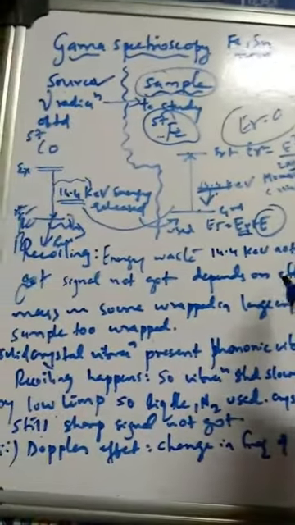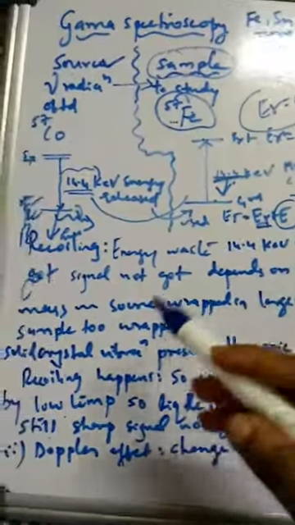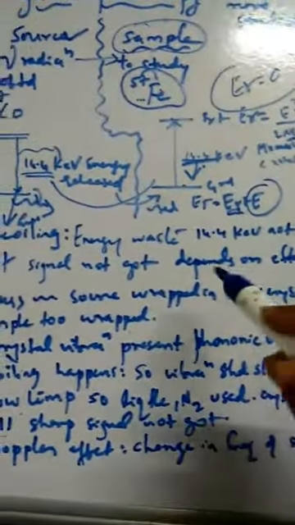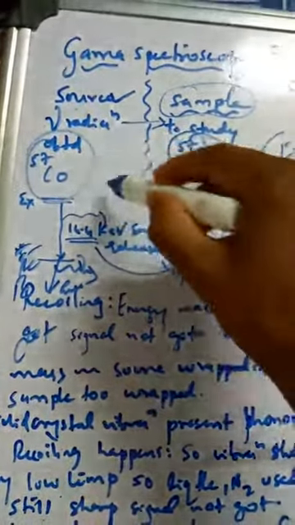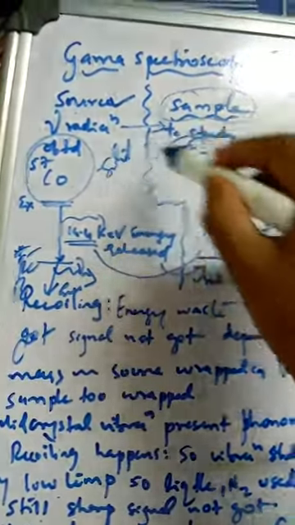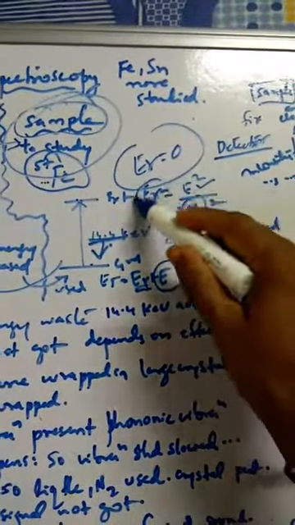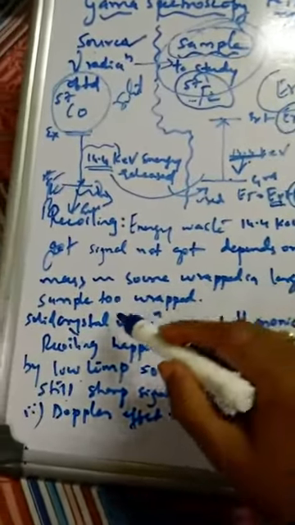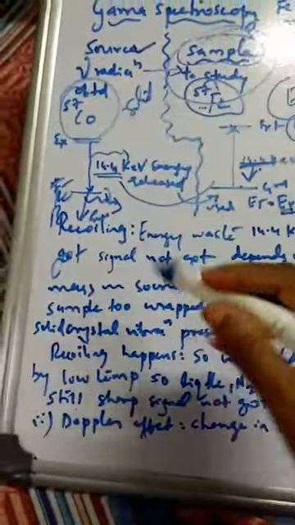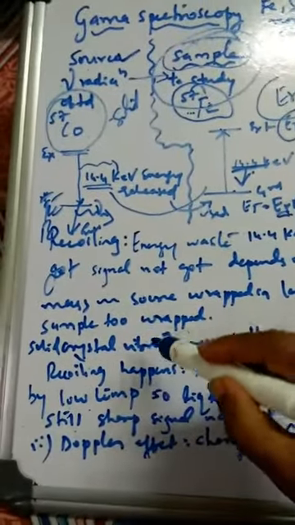Since it depends on the mass, the source is always wrapped in a large solid crystal. The cobalt 57 source is wrapped in a large crystalline solid, and similarly the sample is also wrapped in a crystalline solid. Because we are increasing the mass, as per the formula, the recoil energy will become zero. But when we wrap the sample and the source in a solid crystal, what will happen?